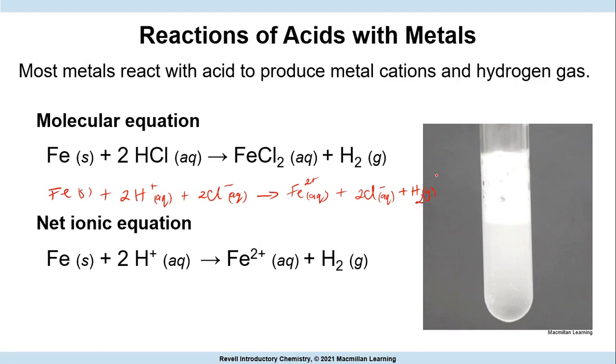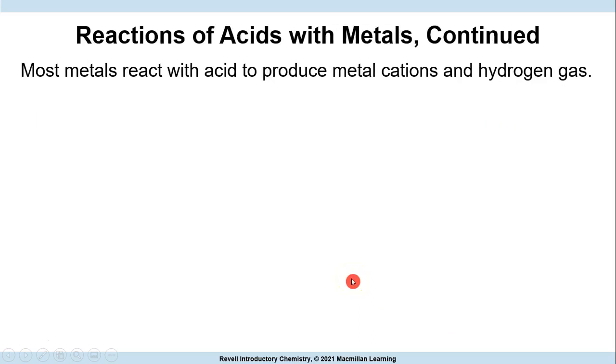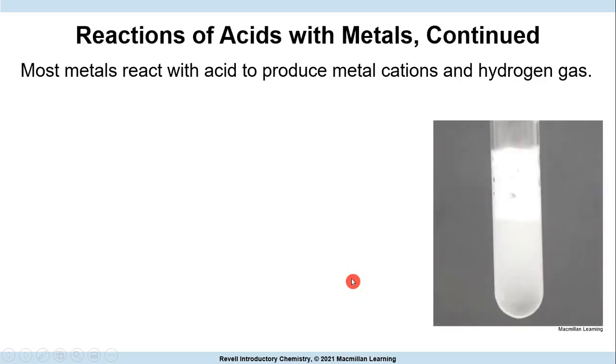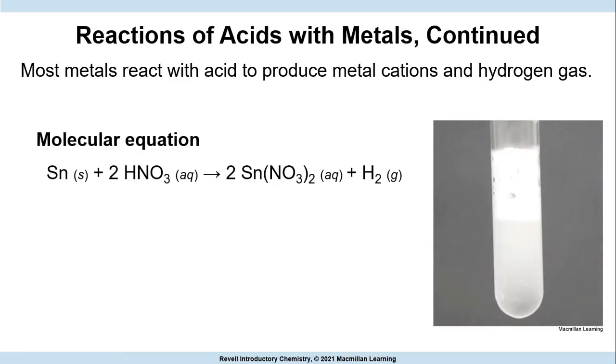Now, we said to obtain the net ionic equation from the total ionic equation, what appears on the left and the right will cancel out. So the only thing that appears on the left and the right here are the chloride ions. So we cancel out the chloride ions. And the net ionic equation will be iron solid plus 2 hydrogen ions aqueous to give us the iron 2 plus aqueous plus hydrogen gas. Now, let's see another example.